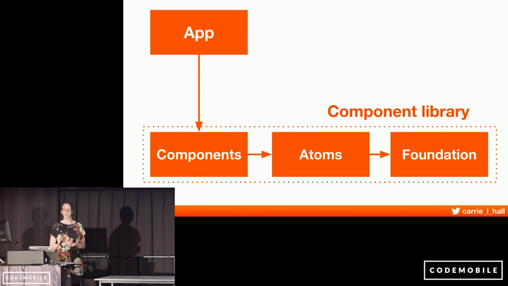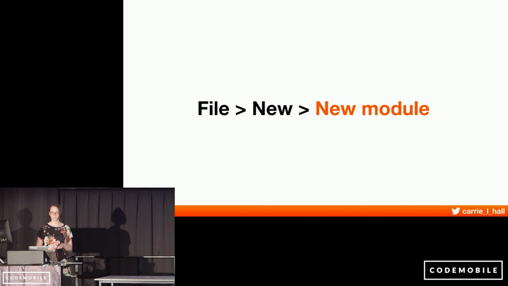So it looks a little bit like this. So this is the component library. It's made up of components, atoms, and foundation, which are the same layers that we used in the design. And then we also have the app. So the app uses this component library.